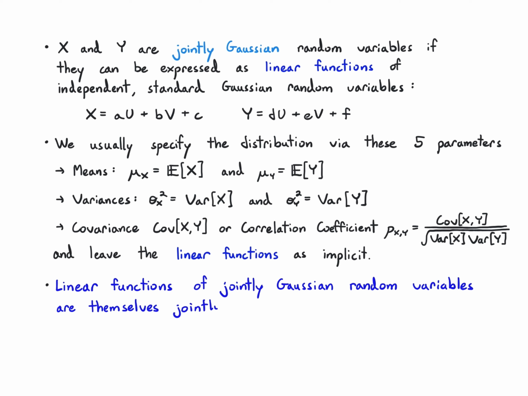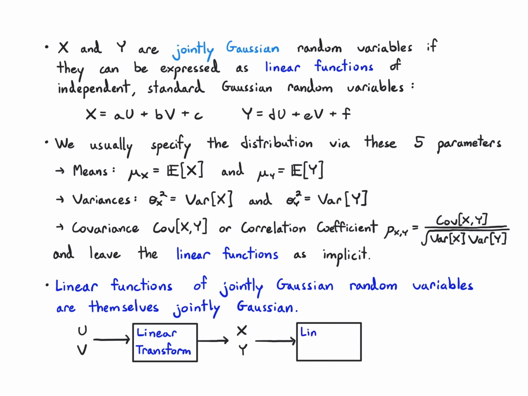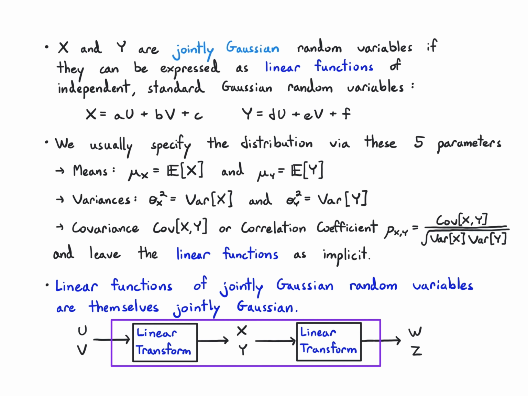Okay, and why is that the case? Well, we can see it visually. If I have U and V and I take a linear transform, so 2 linear functions to get X and Y, then I take another linear transform to get W and Z, well, I can just write this end-to-end as a single linear transform, and that's the definition of a jointly Gaussian random variable. There's a linear transform carrying the standard Gaussians U and V to W and Z. Okay, so all we have to do then is update the parameters.